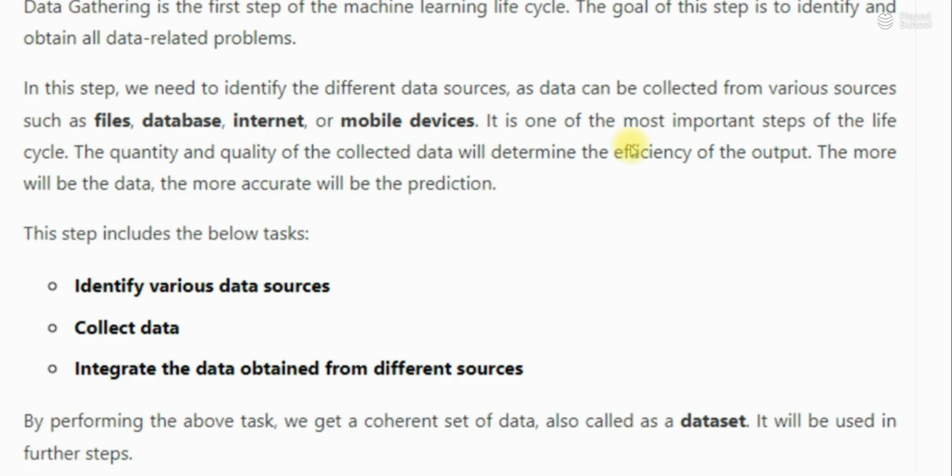It is one of the most important steps of the life cycle. The quantity and the quality of data collected will determine the efficiency of the output. The more data you have, the more accurate will be the prediction of your model. So this step includes different tasks like identifying various data sources from where we want to collect our data. Then we have to collect the data from those sources, and integrate the data obtained from different sources. By performing the above tasks, we will get a coherent set of data, which is also known as the complete data set.